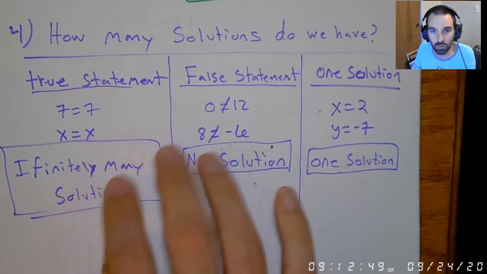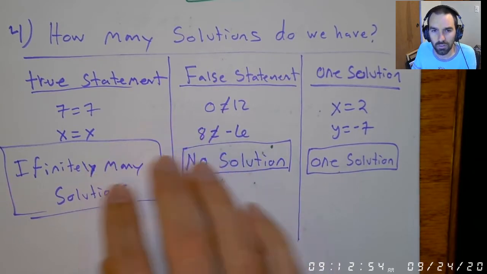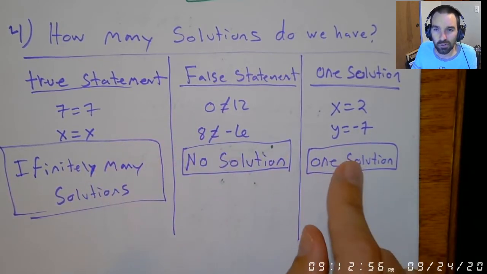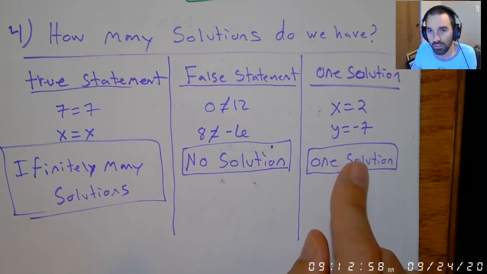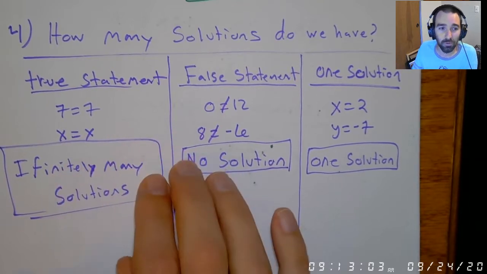So the vast majority of our problems are going to be one solution. These two, the true and false statements, they're special, and they're just going to show up every once in a while. So these aren't the norm. This is the norm. You're usually going to find an answer. It's usually going to be one solution. But every once in a while, you're going to get a true statement or a false statement.